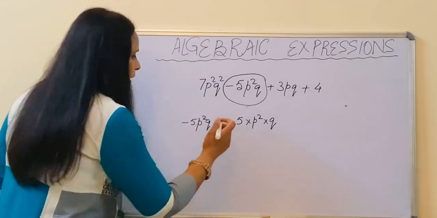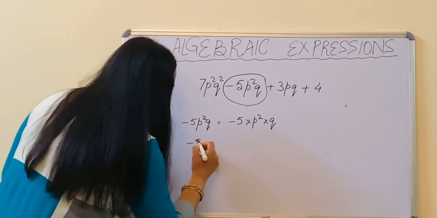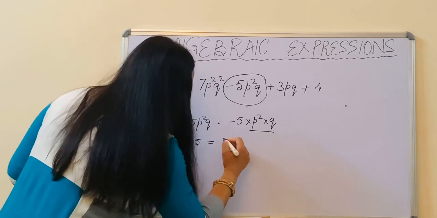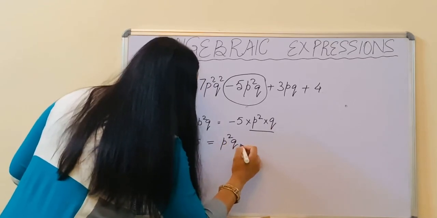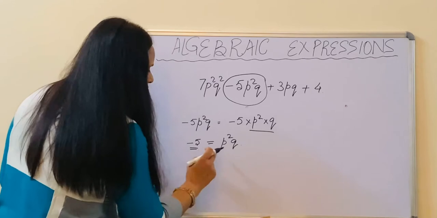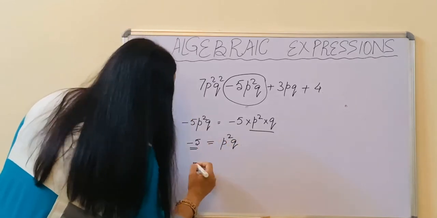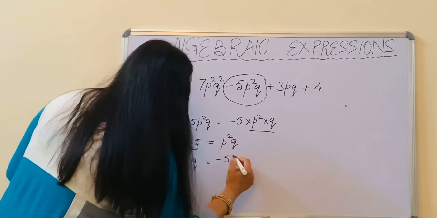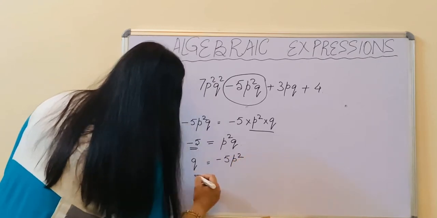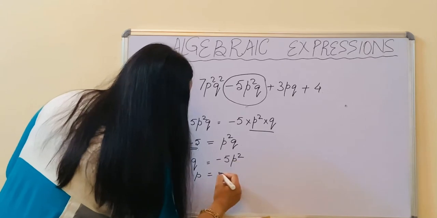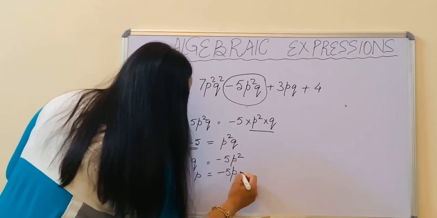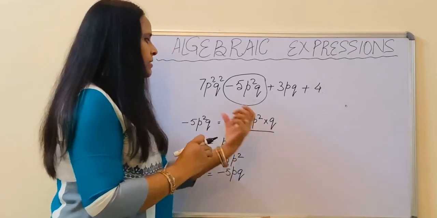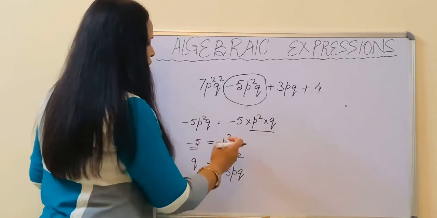What is a coefficient? For minus 5, all the literal factors are its coefficient, that is p square q. For minus 5, the coefficient is p square q. For q, the coefficient is minus 5 p square. The coefficient for p is minus 5 p q. So the remaining factors are known as the coefficient.